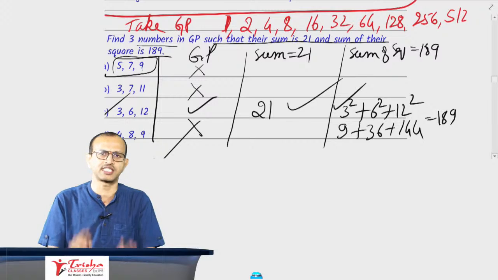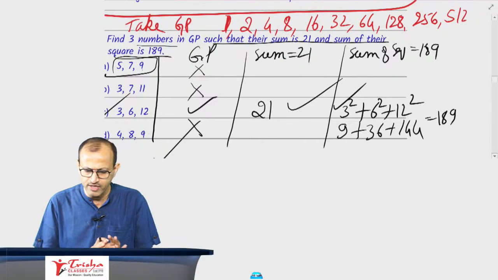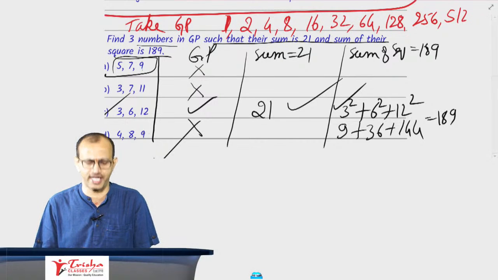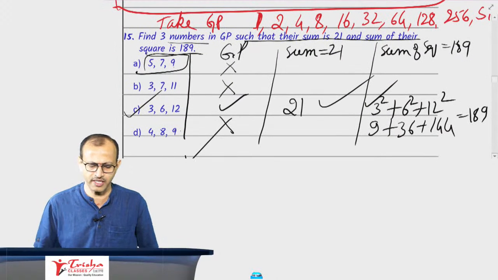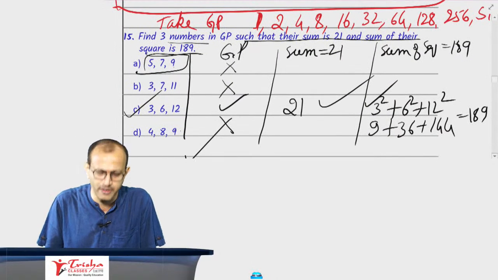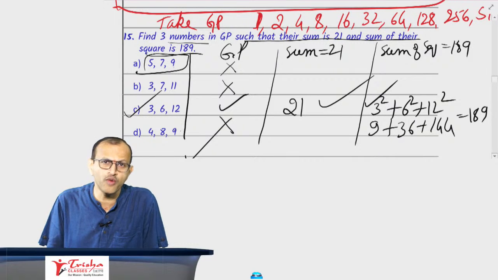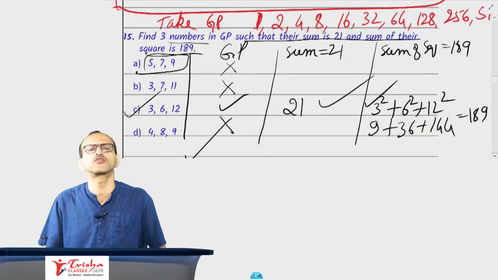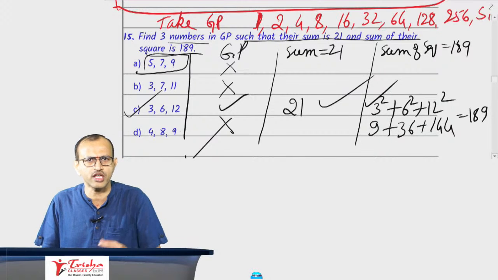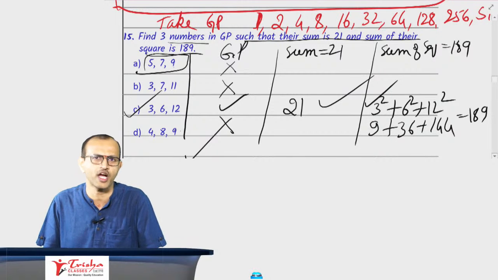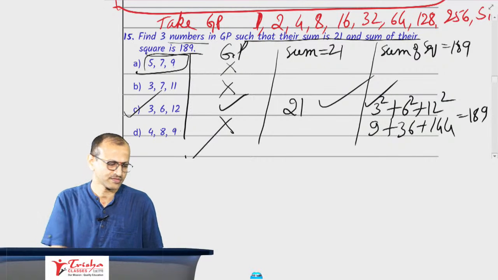All the 3 conditions are satisfied: GP, sum is 21, sum of the squares 189. The correct answer is C. Please conclude answer choice C, previous exam question. Though if you go by method, it is more time consuming. You can try it out in the working out, but the best method is going by options. If done, I will go to the next one.